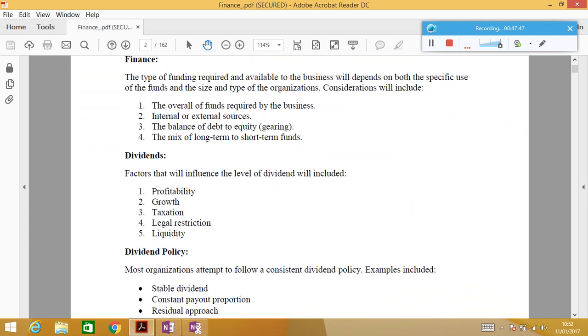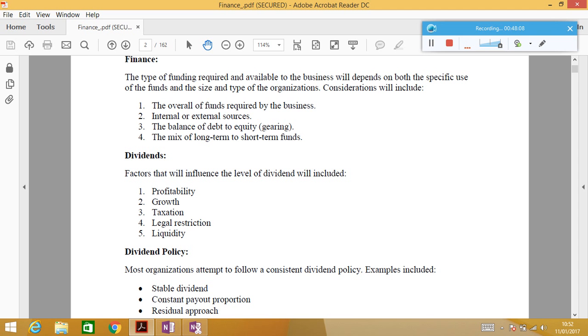Now, next, look at that. The balance of debt to equity. Gearing. Do you still remember the gearing formula, guys? The very important formula. This is the one I told you. Very, very important. This is still an argument here. That's why I said argument.